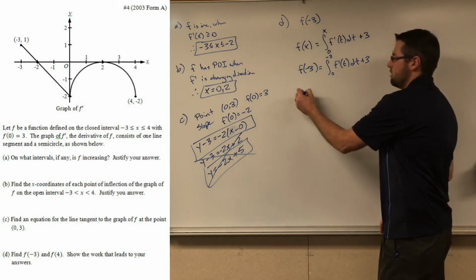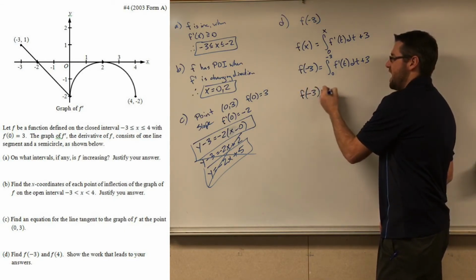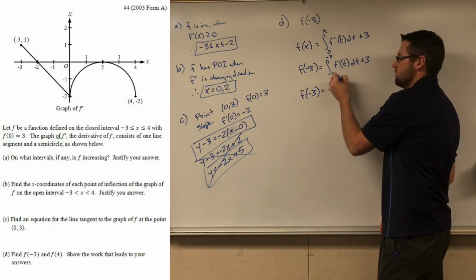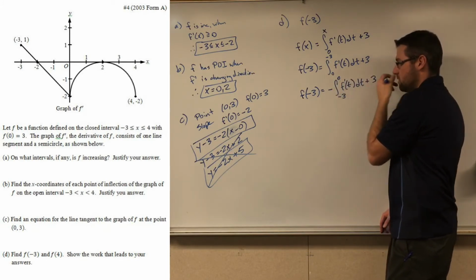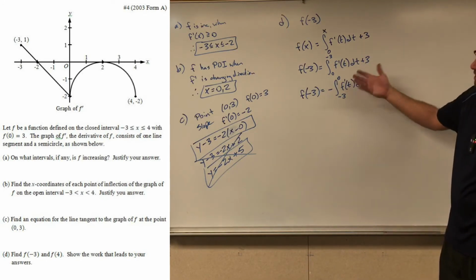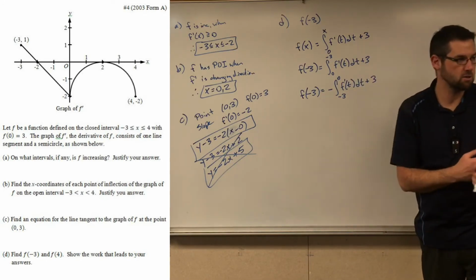Okay, you want me to rewrite it? So f of negative 3 equals the negative of the integral from negative 3 to 0 of f prime of t dt, thank you. So now I'm going from negative 3 to 0. How am I going to find the integral from negative 3 to 0?